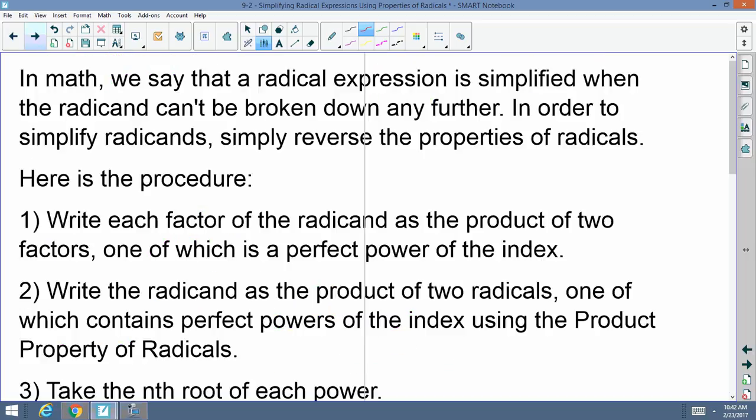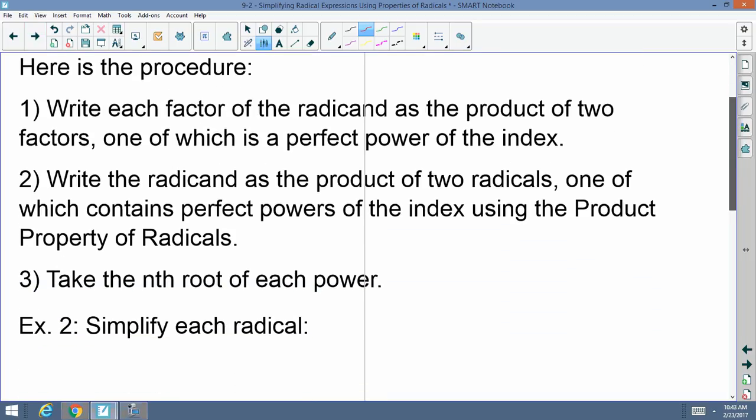Next. In math, we said that a radical expression is simplified when the radicand cannot be broken down any further. In order to simplify radicands, simply reverse the properties of radicals. Here's the procedure. 1. Write each factor of the radicand as the product of 2 factors, one of which is a perfect power of the index. 2. Write the radicand as a product of 2 radicals, one of which contains perfect powers of the index, using the product property of radicals. 3. Take the nth root of each power.